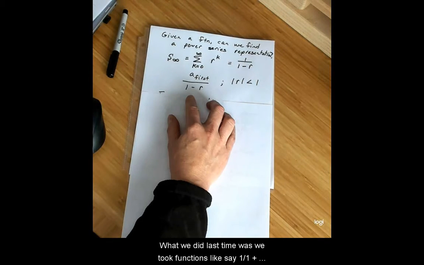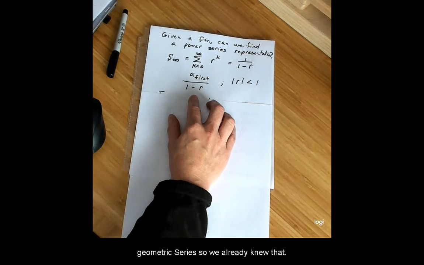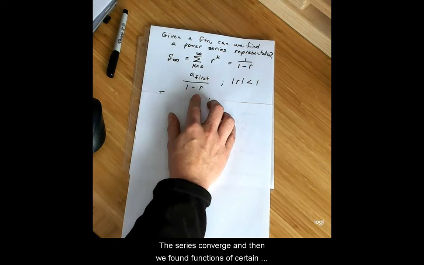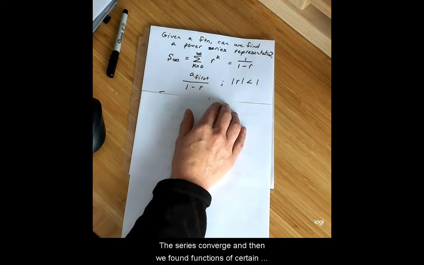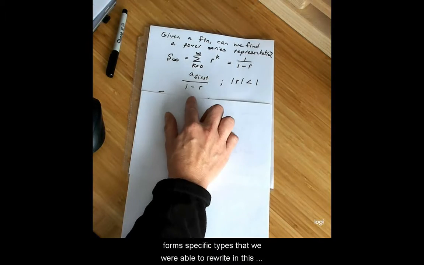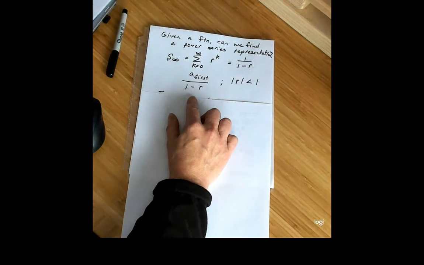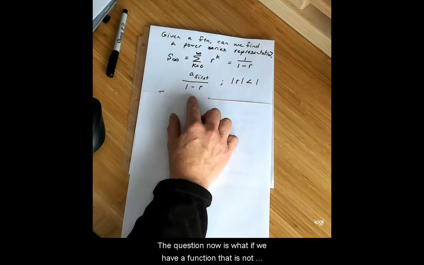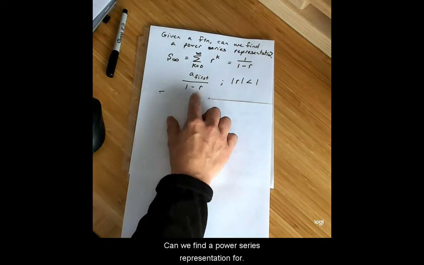What we did last time was we took functions like, say, 1 over 1 plus 2x, and we rewrote them in a form to match this convergent geometric series. So we already knew the series converged, and then we found functions of certain forms, specific types, that we were able to rewrite in this basic geometric series form. The question now is, what if we have a function that is not one of this form? Can we find a power series representation for it?